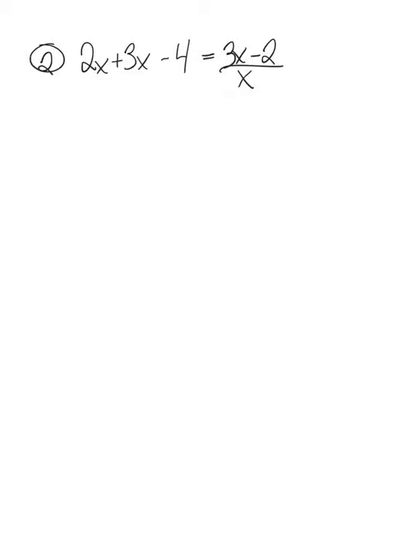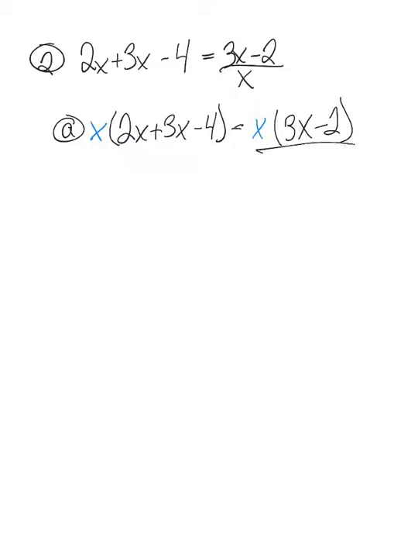In this problem, we once again have a division question that we need to do at first in order to make the bottom x go away. So the first thing we're going to do, let's call it step A, is to multiply both sides now by x. So x times 2x plus 3x minus 4 equals x times 3x minus 2 over x.